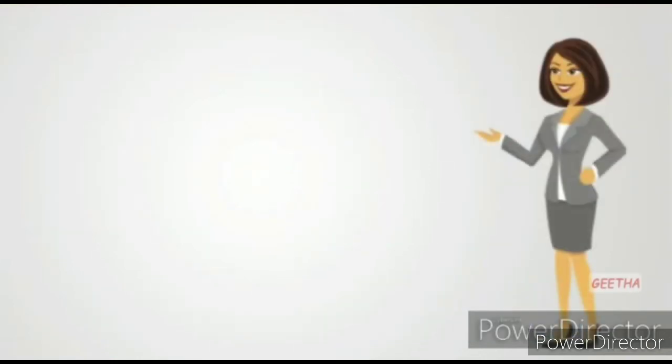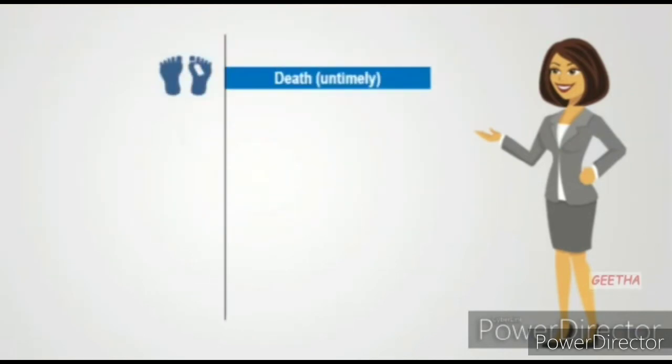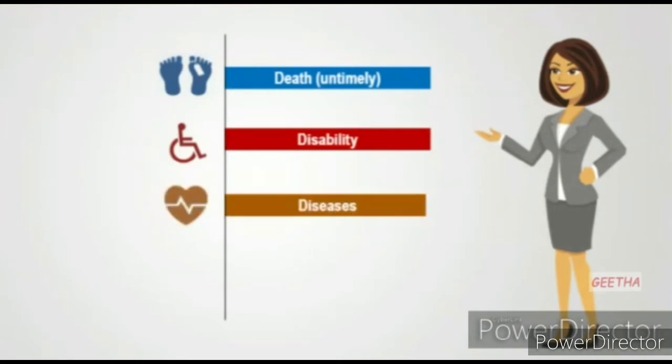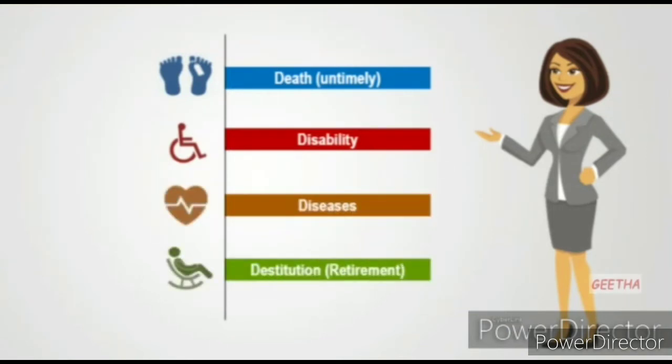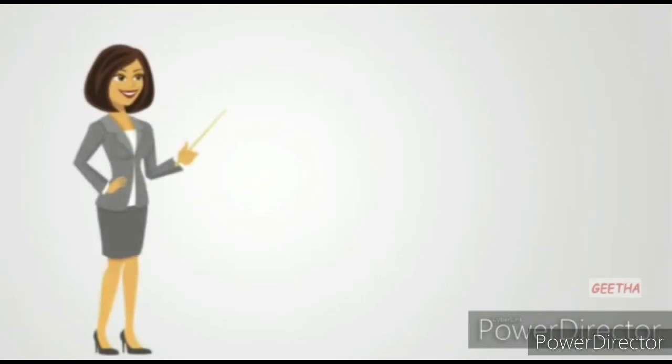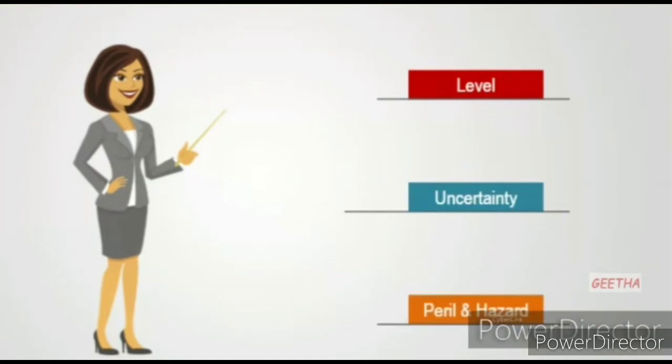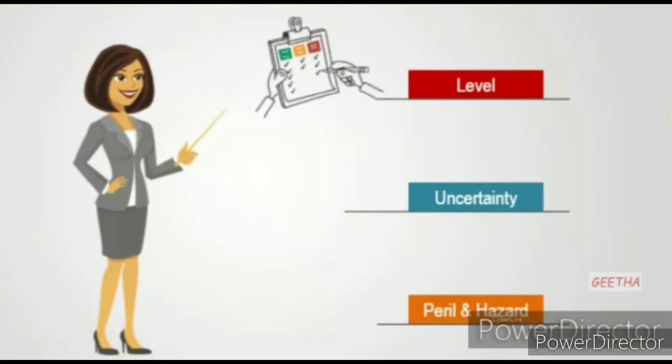In context of life insurance, causes of risk are untimely death, disability, prolonged illness, and destitution, that is, retirement. There are three components of risk, namely, level of risk, uncertainty, peril and hazard. Let us understand these components one by one. Level of risk depends on frequency of the event and its severity. It helps in assessment of risk.